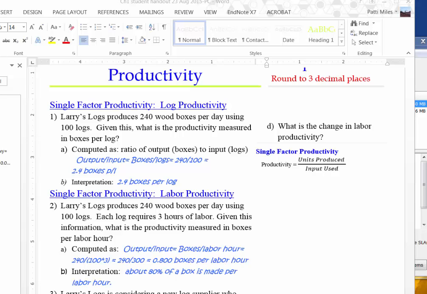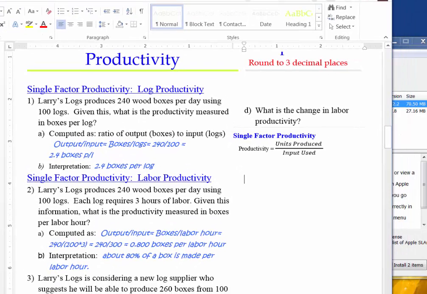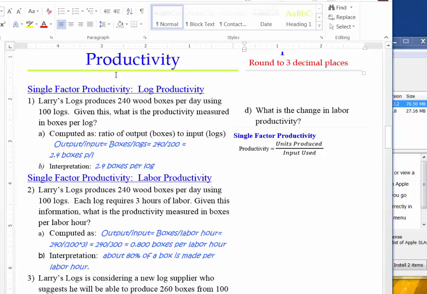Okay, this video is about how to compute productivity. What you see in front of you is a completed handout, if you will. I'm going to talk you through where these words came from, and then I'll leave it up to you to probably pause the video and work on it on your own. Basically, productivity is computed as output divided by input.